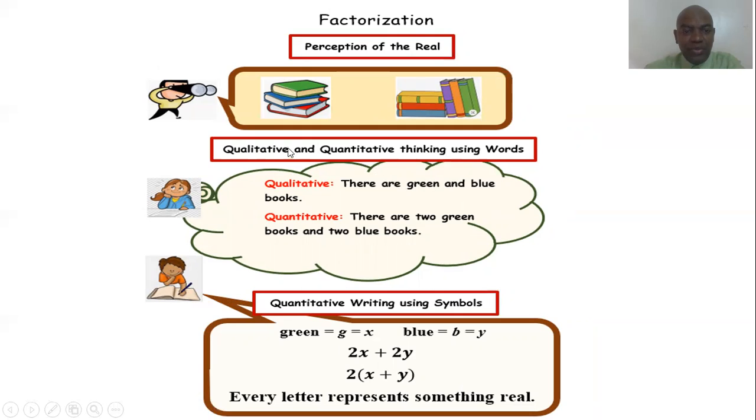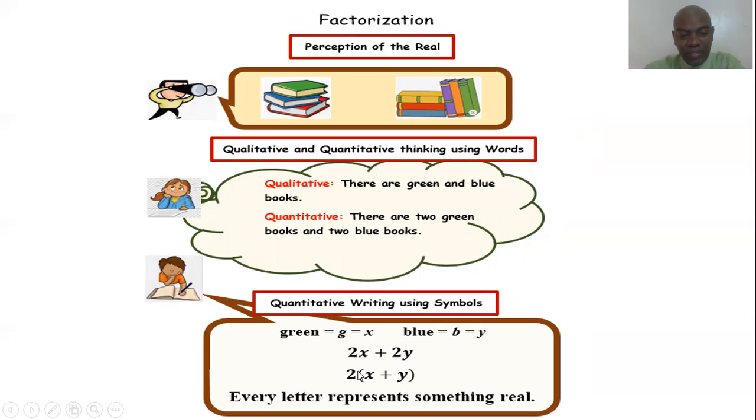Again, the same image. You have qualitative and quantitative thinking using words when you perceive this. Qualitatively, you may say there are green and violet books, color. Quantitatively, you start to count. There are 2 green books and 2 blue books. So these words that you said quantitatively, you can write using symbols. X for green, Y for violet, 2 green and 2 violet, 2 blue, sorry, because blue we talked about. 2 green and 2 blue.